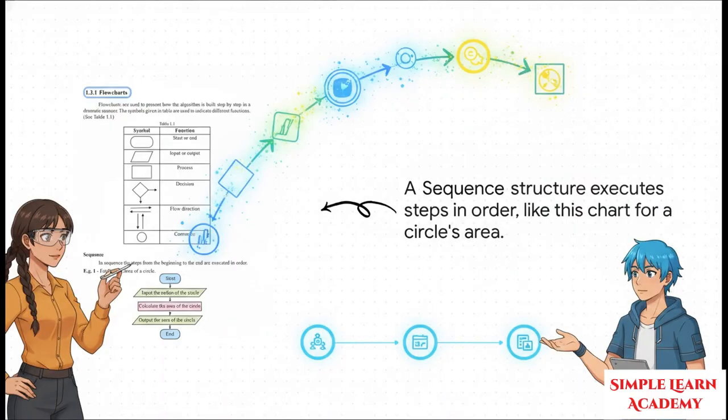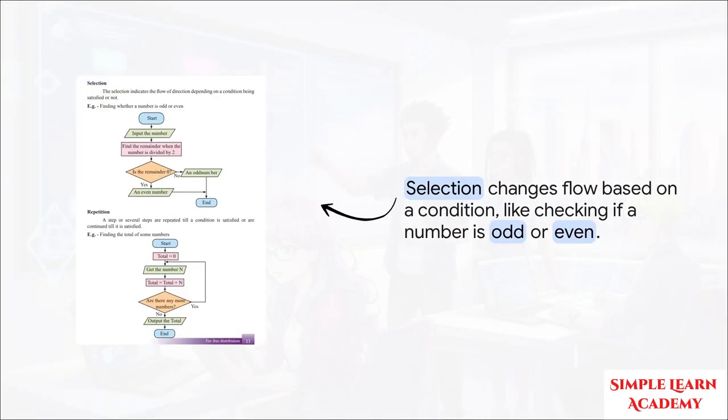The most basic flowchart structure is just a simple sequence. It's a straight line. It starts, it does something, it does another thing, and then it ends. No detours, no choices, just a simple linear path from beginning to end, like this one for finding the area of a circle. But let's be real, life is rarely a straight line.